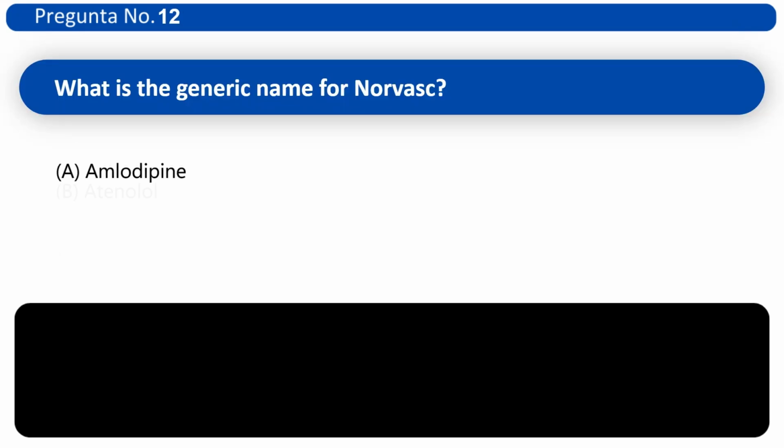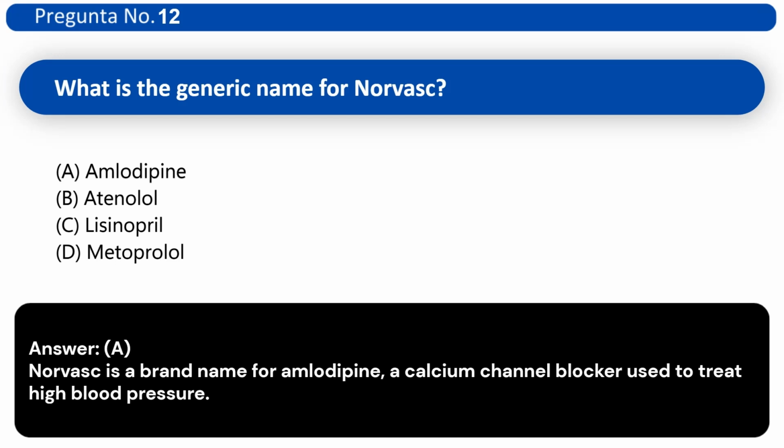What is the generic name for Norvasc? A. Amlodipine. B. Atenolol. C. Lisinopril. D. Metoprolol. Answer A. Norvasc is a brand name for amlodipine, a calcium channel blocker used to treat high blood pressure.